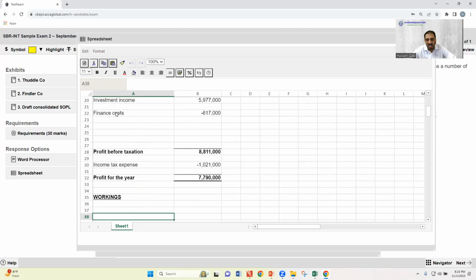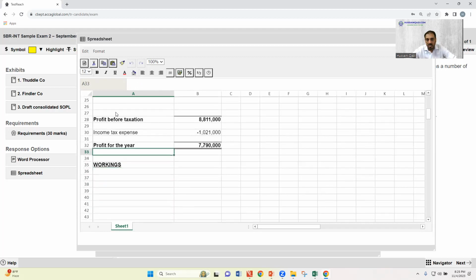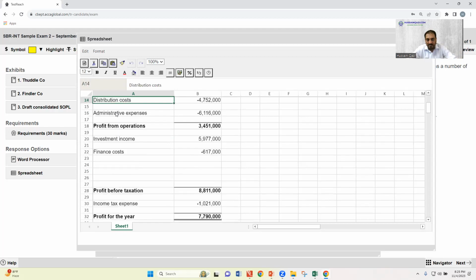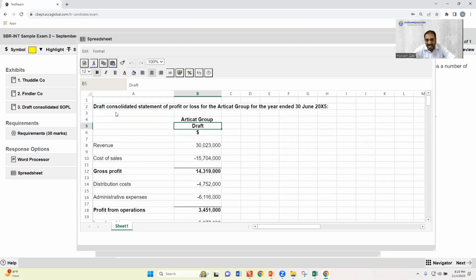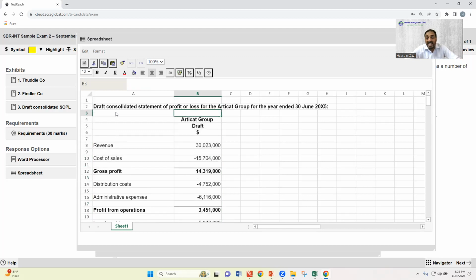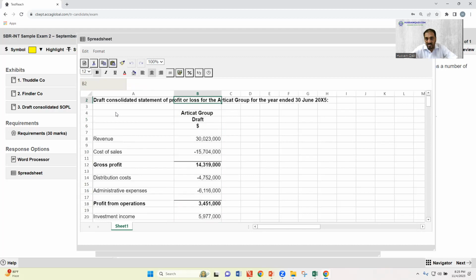And very next to the income statement, the place for workings is already mentioned, so you have to show all of your workings here. What will the examiner expect from you? The examiner will expect that these accounts, with the available details in the exhibits, actually require some adjustment. Do remember, these consolidated accounts have some missing figures or require some adjustment.